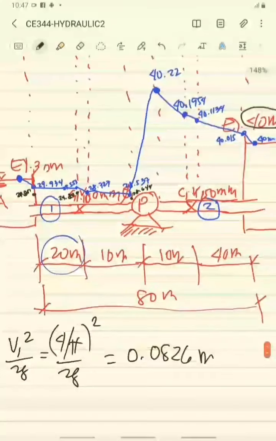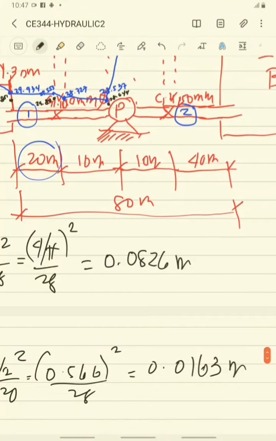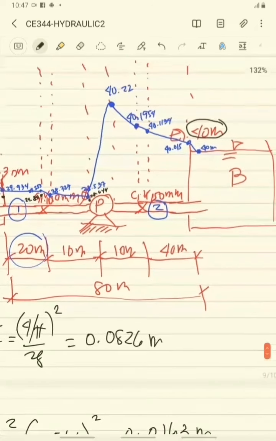Then 40.1954 minus the velocity head, 0.0163. 40.1954 minus 0.0163, so you have 40.179. I guess I put the wrong number.